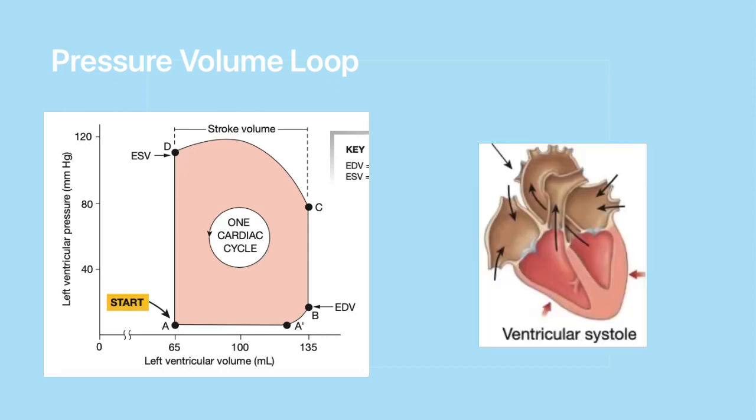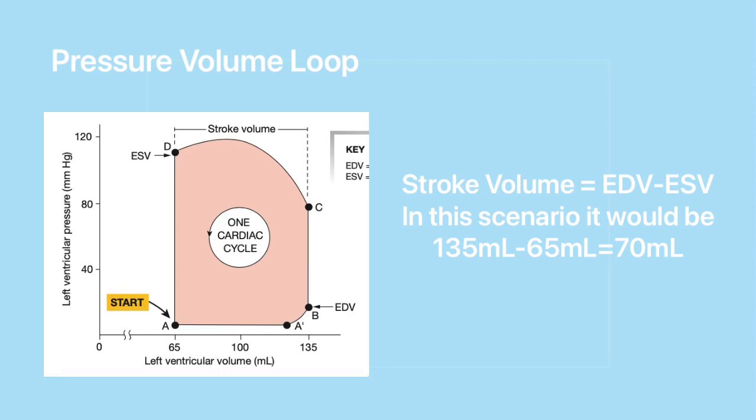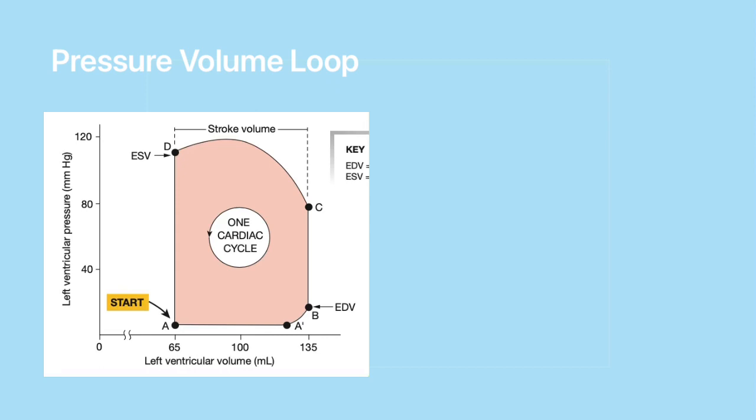This represents ventricular systole. Point D on the graph represents end systolic volume, the minimum amount of blood the ventricle contains during one cycle. As point D represents ESV and point B represents EDV, we are able to calculate stroke volume from the graph. Stroke volume is the volume of blood pumped per contraction and is calculated by subtracting ESV from EDV, the volume of blood in the ventricle before contraction minus the volume of blood after contraction.